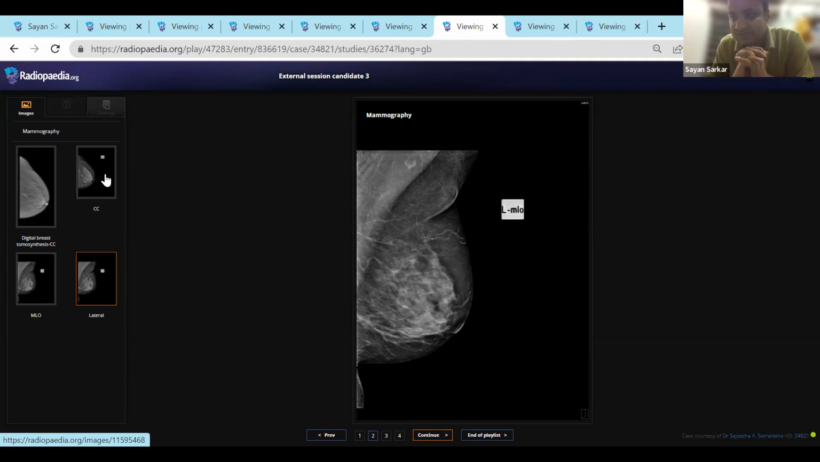Okay, fine. So this patient, the density is dense. It's a dense breast, right? So the patient went for an MRI mammo.